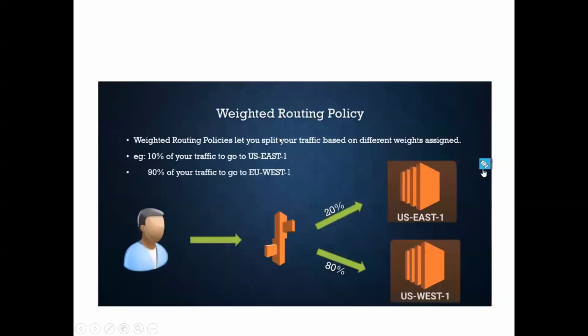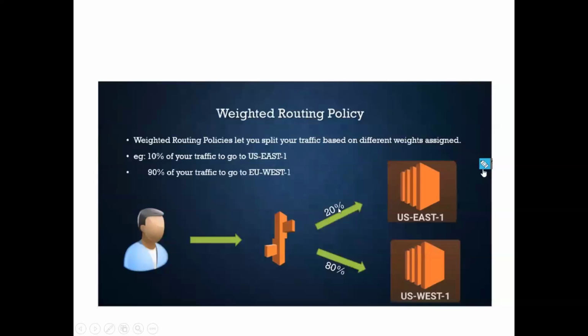This weighted routing policy will split your traffic. 20% of the traffic will be routed to US East 1. 80% of the traffic can be routed to US West 1. This is called weighted routing policy. It is up to you. It is not mandatory that it be 20 and 80. If you want 50% of your traffic routed to US East 1 and the remaining 50% routed to US West 1, you can configure it that way also.